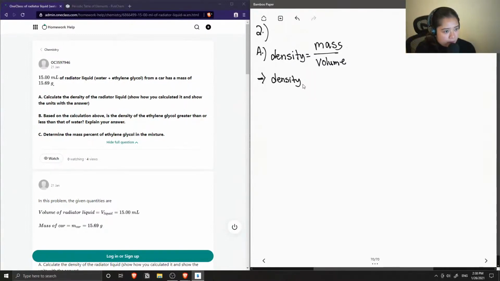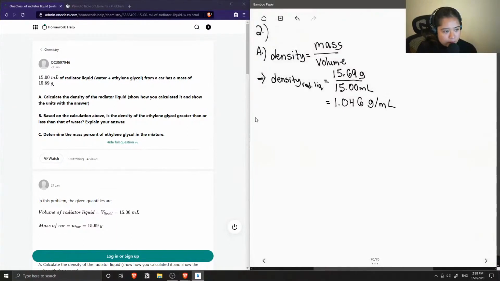of our radiator liquid. So I'll just denote it as rad liq, is equal to the mass, which is 15.69 grams, and the volume is 15 milliliters. So 15.69 divided by 15 gives 1.046 grams per milliliter.